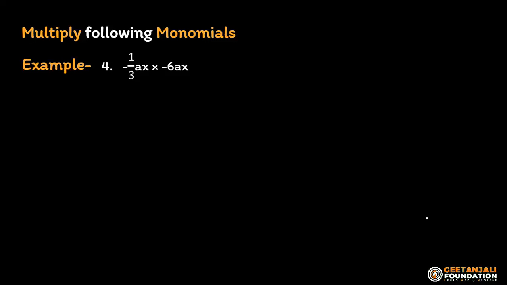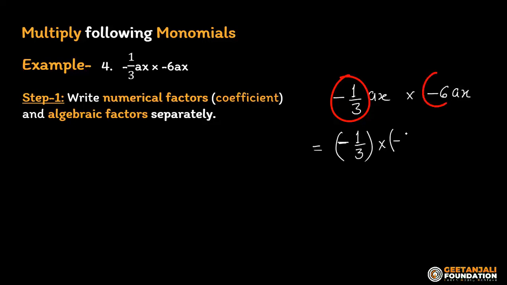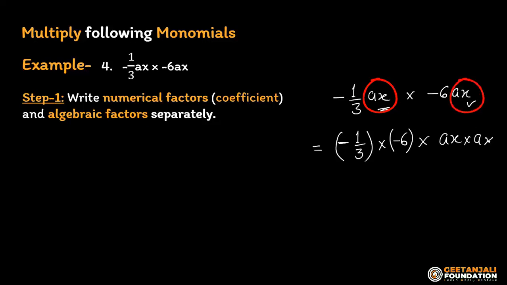Now next question, minus 1 by 3ax times minus 6ax. So first step, we have to write numerical factors and algebraic factors separately. Before that, I'll write the question once again here. Minus 1 by 3 ax times minus 6 ax. Now here I have to write them separately. So its numerical factor is minus 1 by 3 times minus 6. So I have written their numerical factors. Now I will take their algebraic factors. So it is ax from here times ax from here. So I'll write these like this.